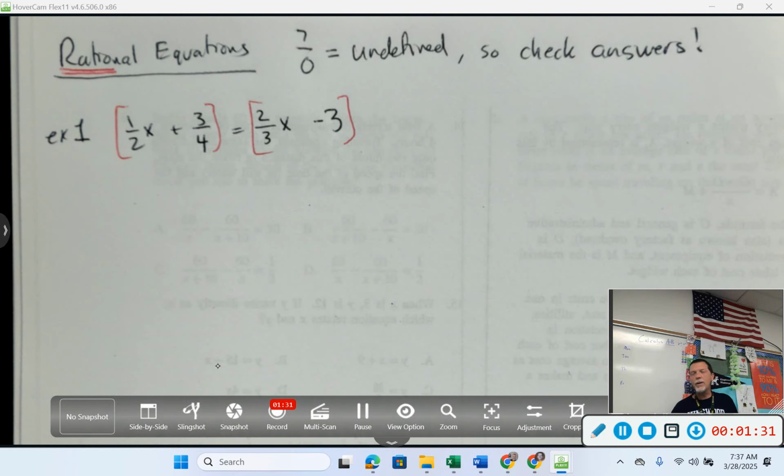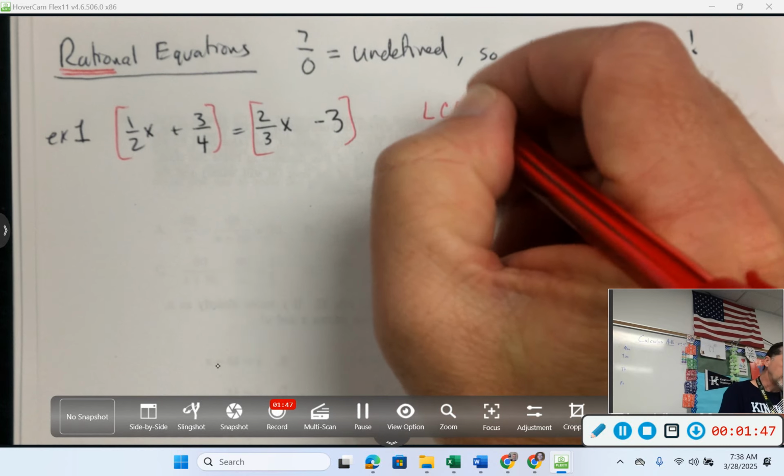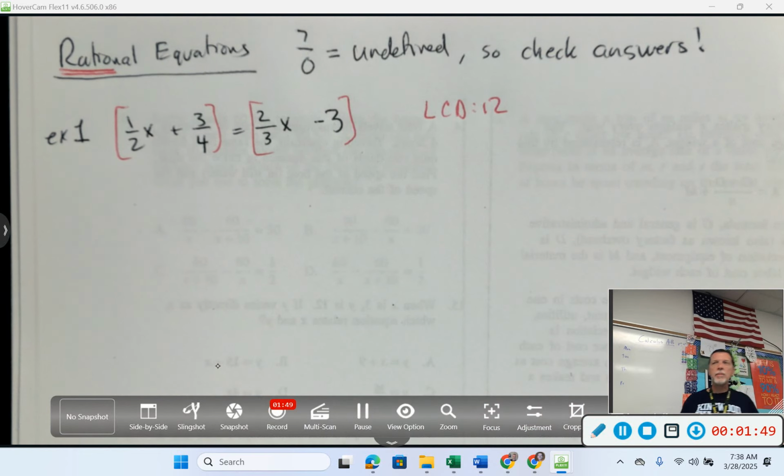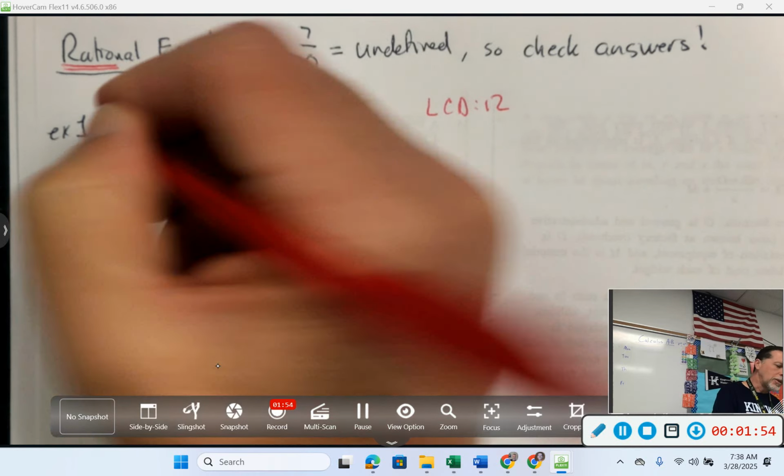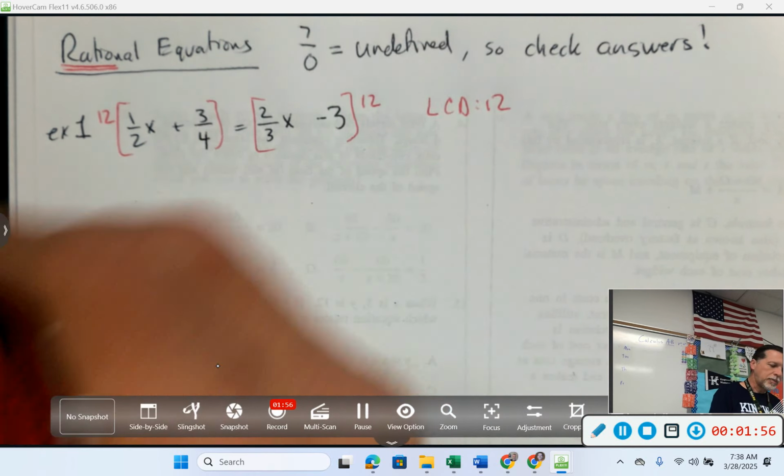What don't you like about this problem? A whole bunch of fractions. So let's get rid of the fractions first. What could we multiply by that would wipe out or cancel or reduce with all of those denominators? 12. So there's a least common denominator of 12, but I don't want a bunch of denominators of 12. I'm just going to multiply everybody by 12.